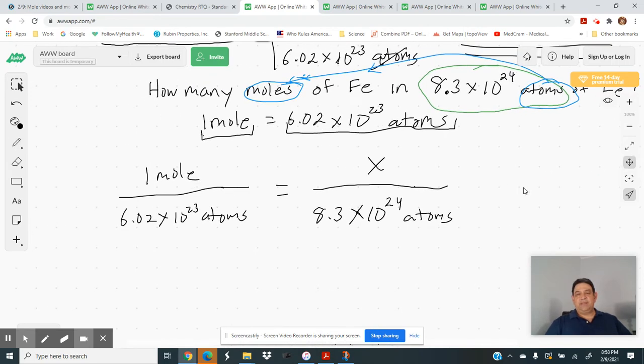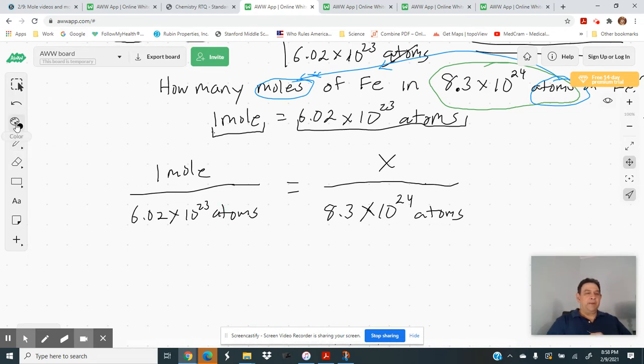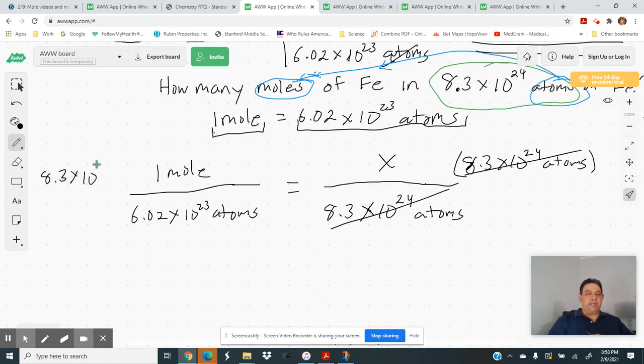And so as you can see, it just becomes an algebra problem where I'm just going to go ahead and solve for x. I'll multiply both sides by 8.3 times 10 to the 24th atoms, since I want to get x by itself. But whatever I did to this side, I have to do the other side, right? So 8.3 times 10 to the 24th atoms. All right, now the atoms cancel here.